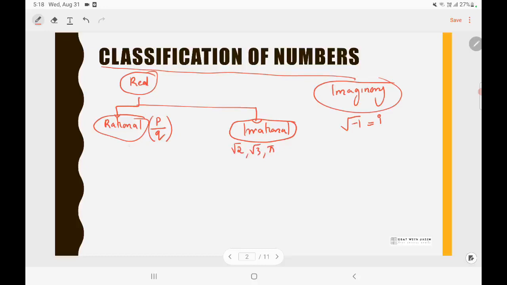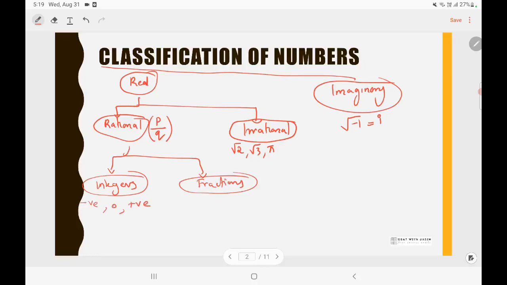And rational numbers are again classified into integers and fractions. Integers include negative numbers, 0, and positive numbers. Negative numbers like -3, -2, -1, etc. are considered to be integers. 0 is also an integer, and likewise the positive numbers like 1, 2, 3, 4, etc. are also integers. Then fractions include the numbers which are in the form of p by q. Fractions can again be divided into proper fractions, improper fractions, and mixed fractions.